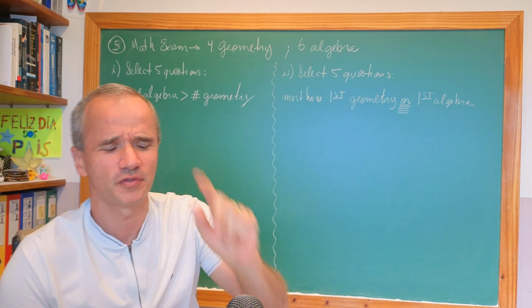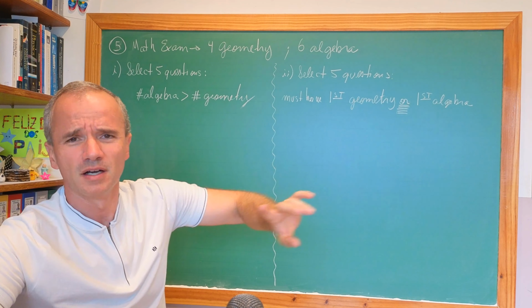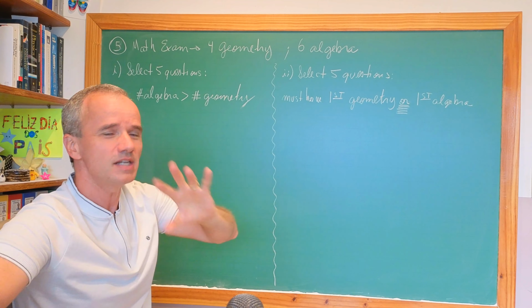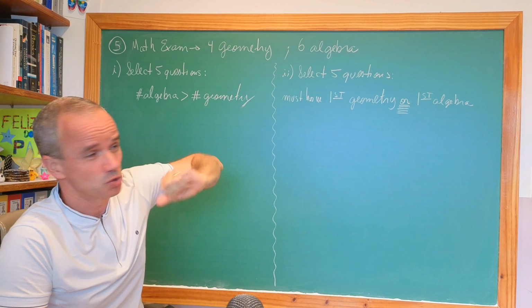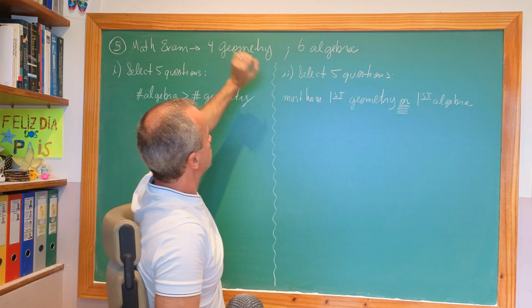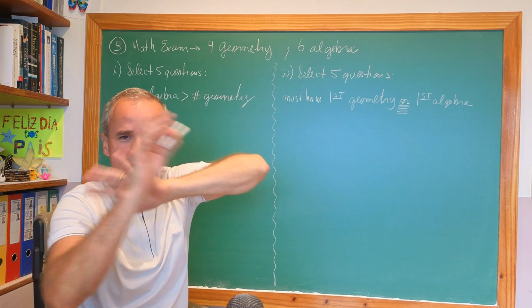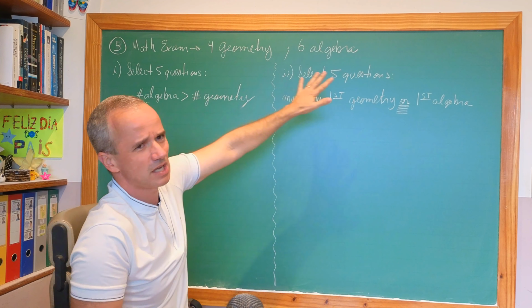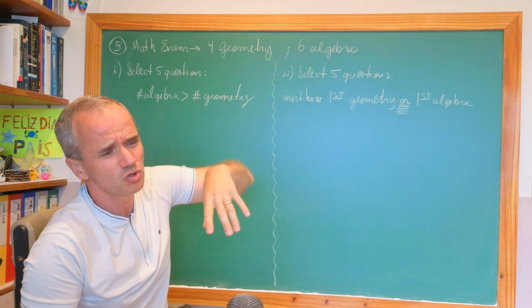So I have one more for you. Here, question number 5. Please watch the others if you didn't. They're interesting. Now, there is a math exam. There is a math exam, and I have 4 geometry and 6 algebra questions. I selected 4 geometry and 6 algebra, but I'm not going to use all of those 10. I'm going to use only 5.